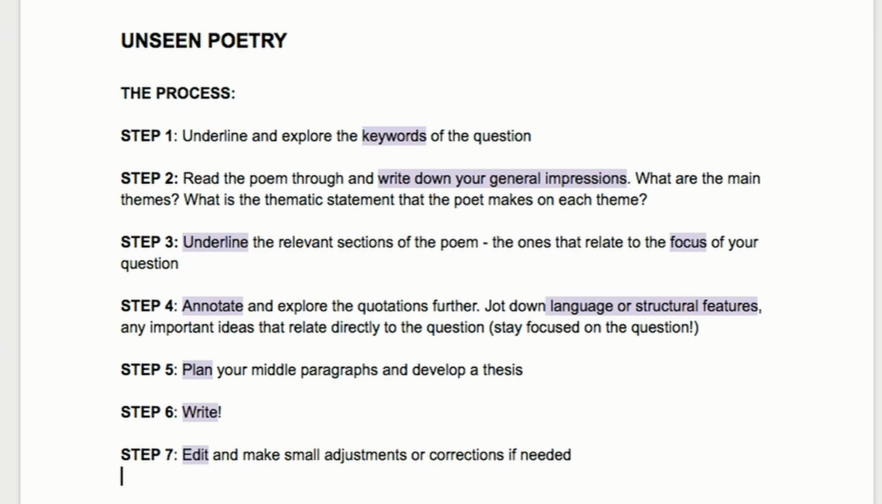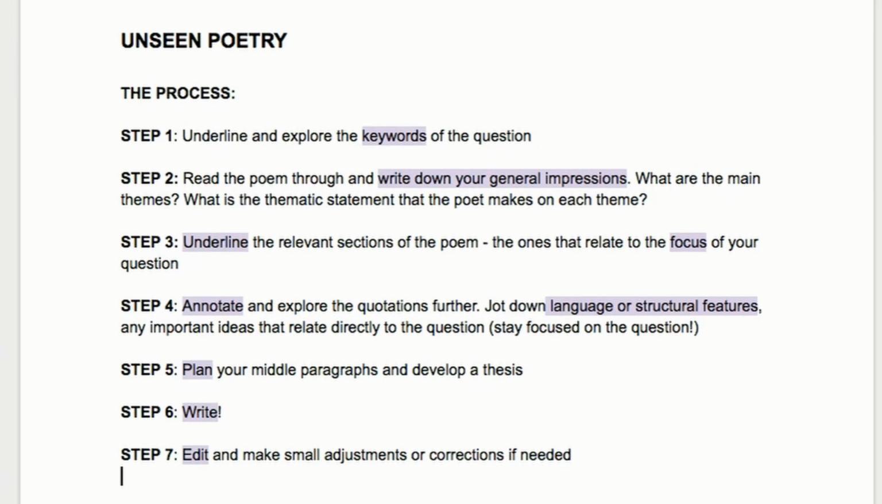Essentially, there's a 7-step process that I've come up with that will definitely make your grades so much better and make you a lot less stressed and panicky generally about this type of exam. So let's have a look now in a bit more detail at this process.